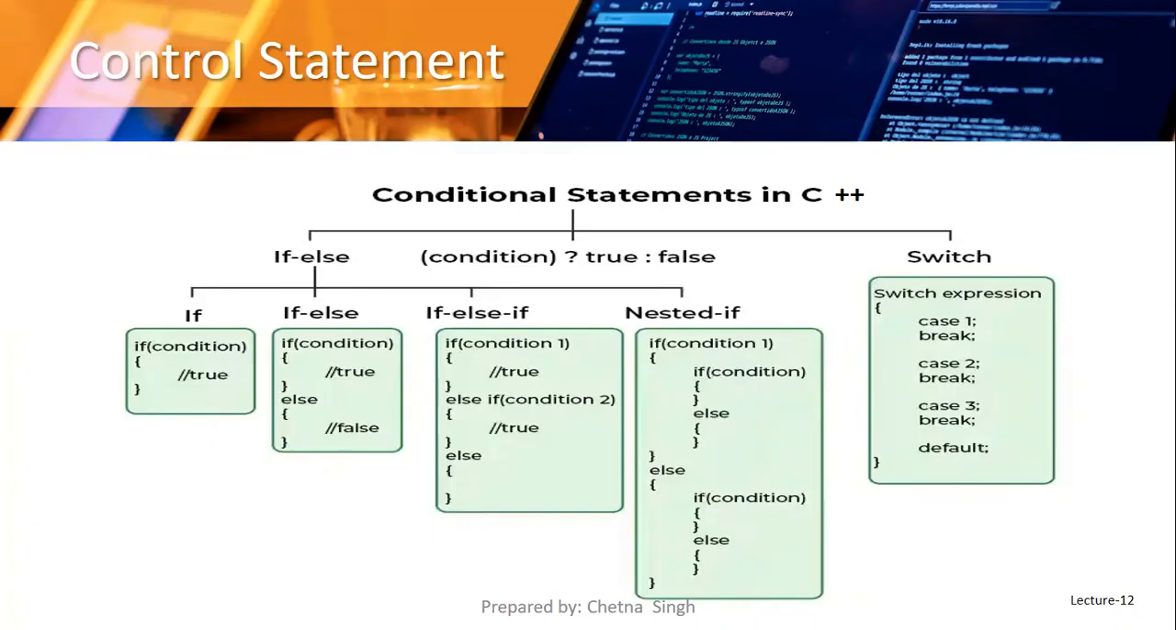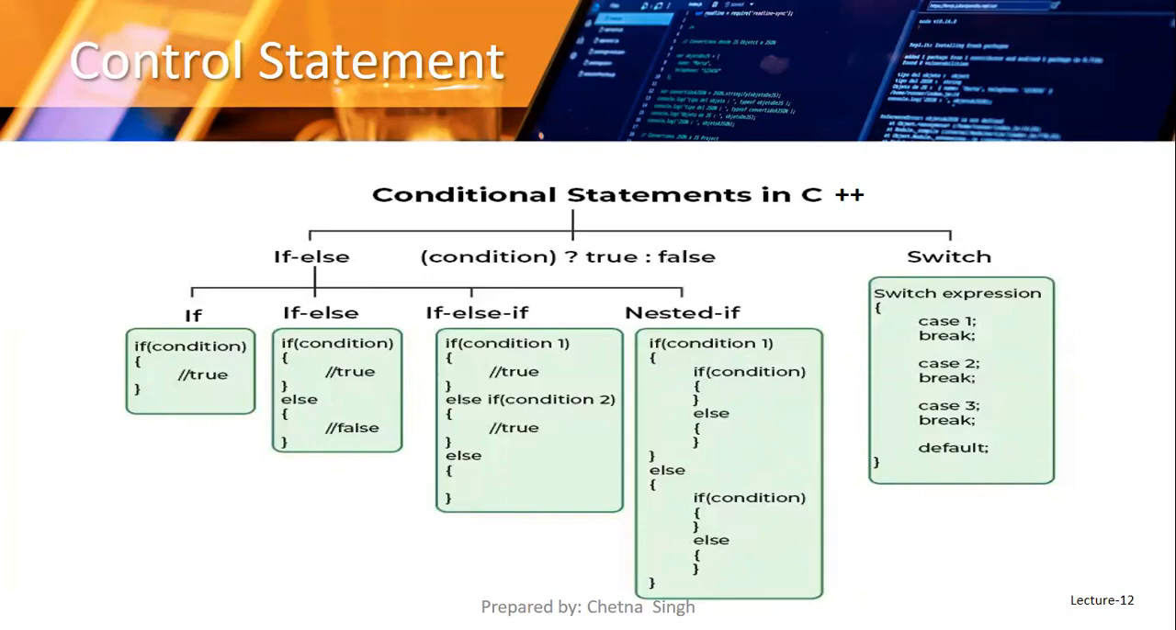Conditional statements or control statements are basically selection statements. They allow us to make decisions in our code based on conditions. If the condition is true, then we execute the block of code. Otherwise, we skip that block of code.